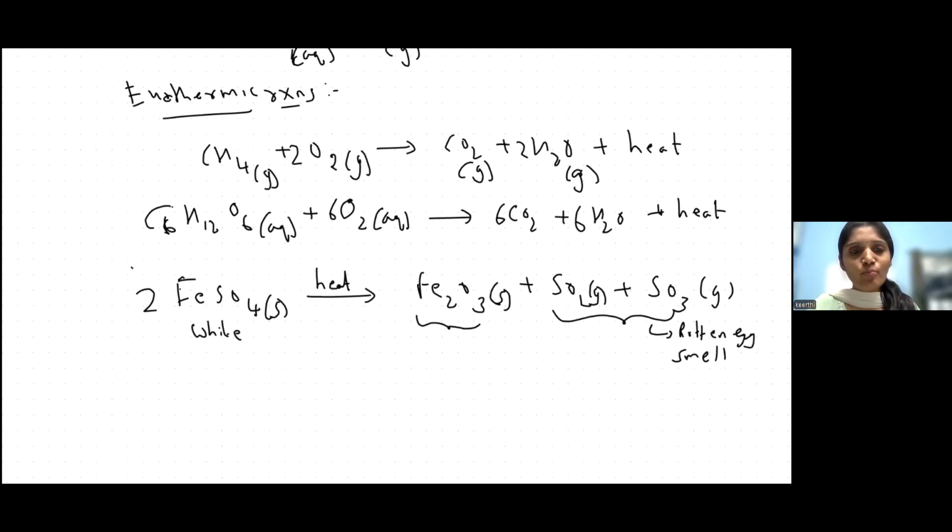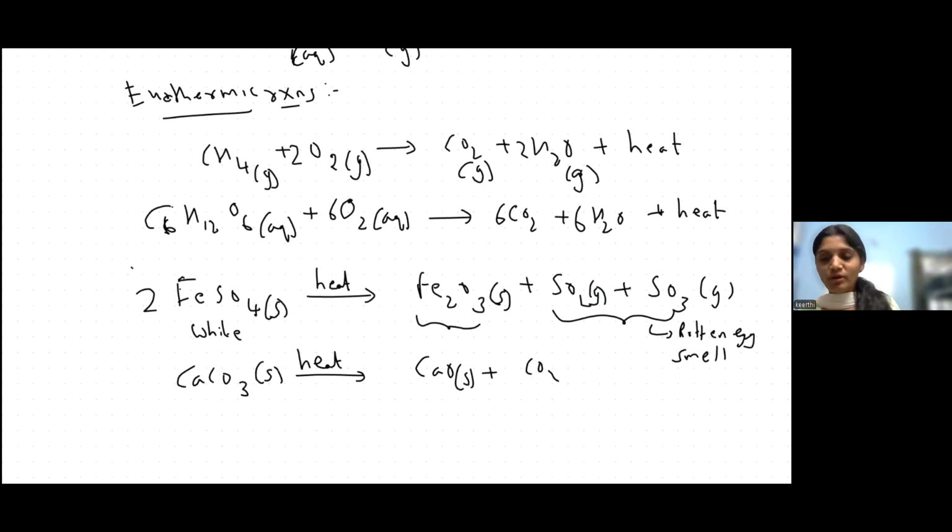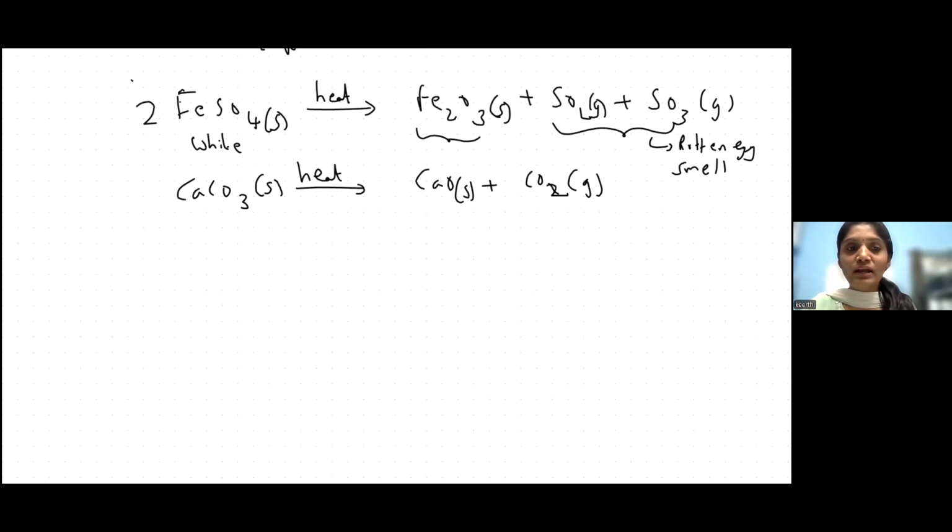One more thermal decomposition reaction you have in the syllabus is the decomposition of calcium carbonate, which you thermally heat. And what do you get? You get calcium oxide plus carbon dioxide. It is already a balanced reaction. When we go to the physical states, calcium carbonate is in solid form. Calcium oxide also is in solid form. Carbon dioxide is in gaseous form. Clear?